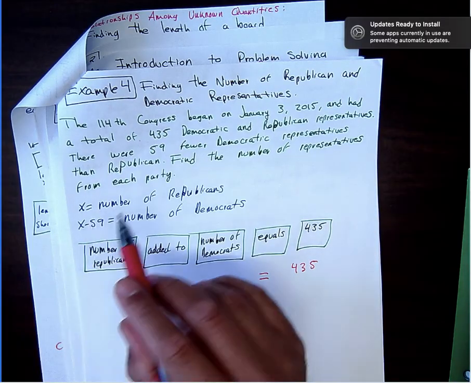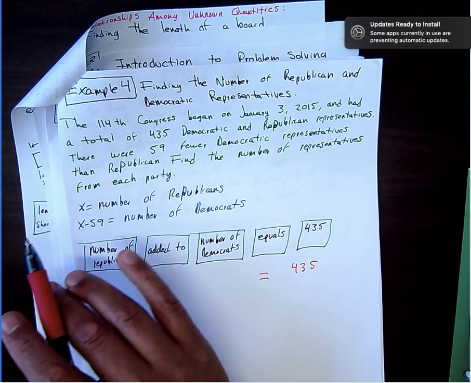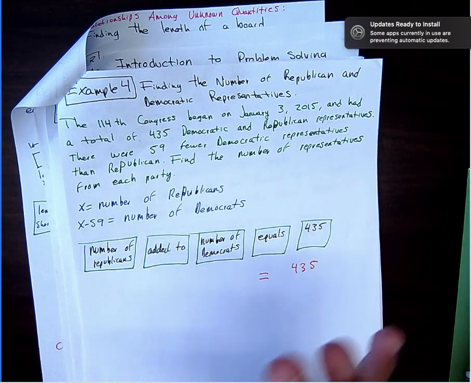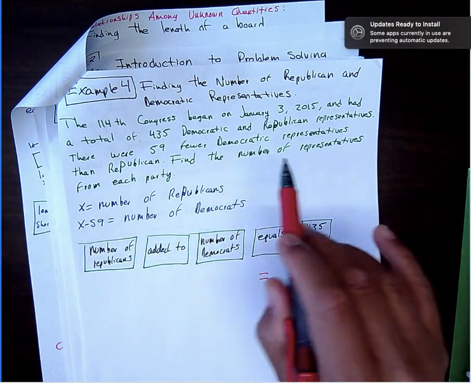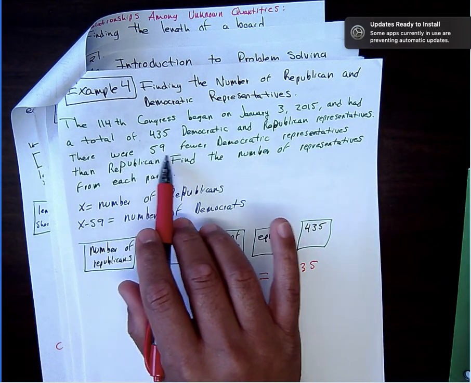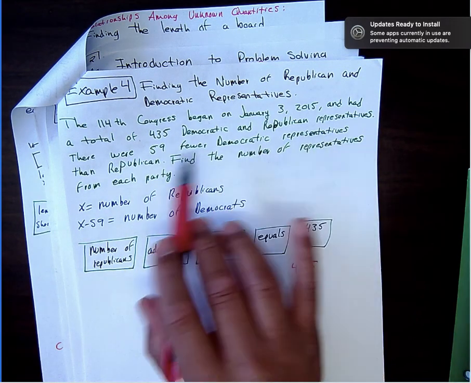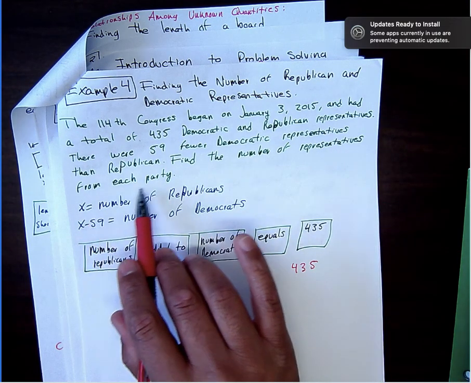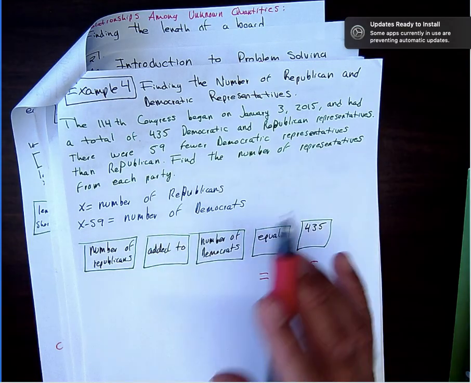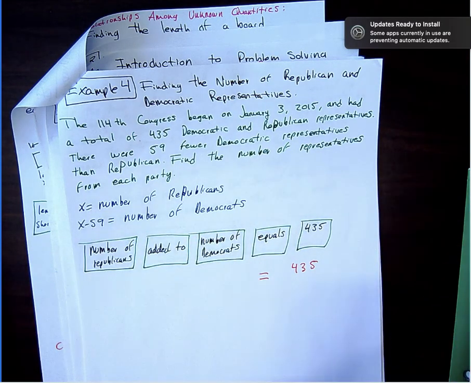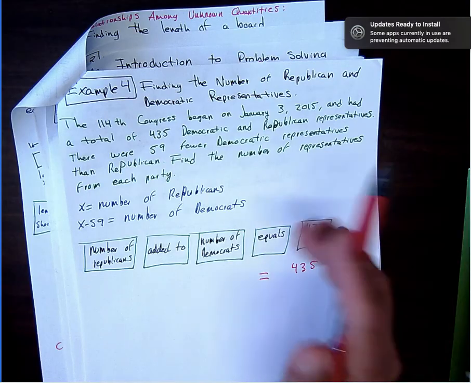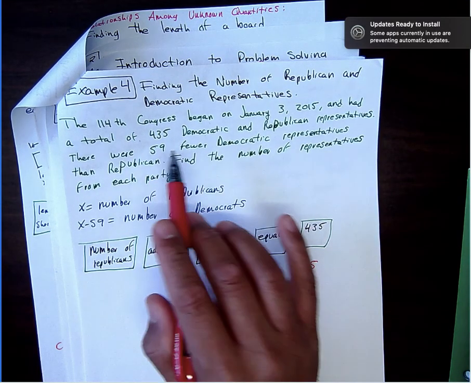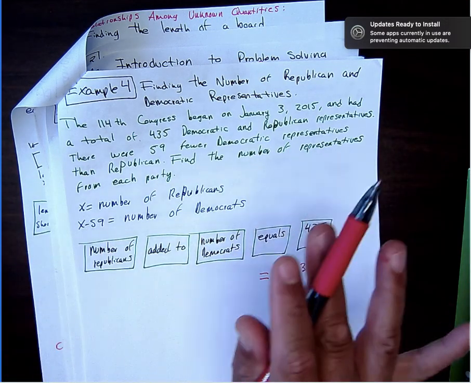Because like the other one, the wood, the total was the total length, which was 48. So whatever you were adding had to equal 48. So there were 59 fewer Democratic representatives than Republican. Find the number of representatives from each party. So this is where you have to assign which one would be the x, just the x by itself. Look, they're saying there's 59 fewer Democratic. So you're taking away 59 from something, and that's going to equal the Democratic.